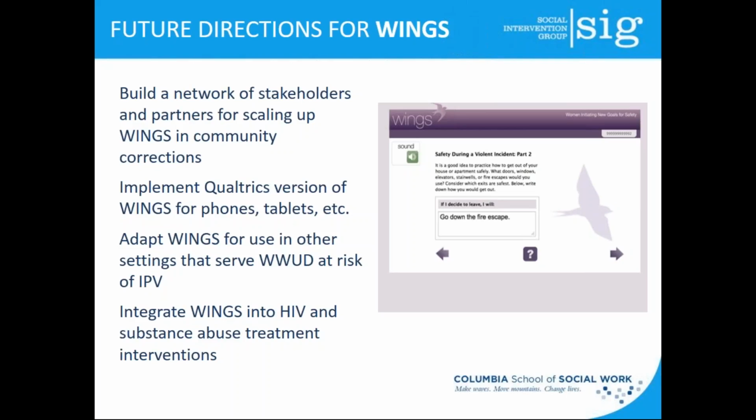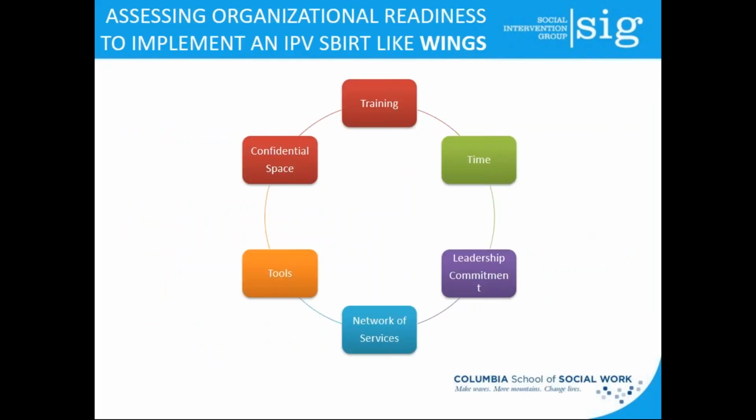I was so happy that Jess has finished this Qualtrics version of WINGS that can be delivered on phones and tablets. We're going to do some additional beta testing and schedule it for release in September. And we're also adapting WINGS for use in other settings that serve women who use drugs and alcohol at risk of intimate partner violence, and continuing to integrate WINGS into HIV and substance abuse treatment interventions.